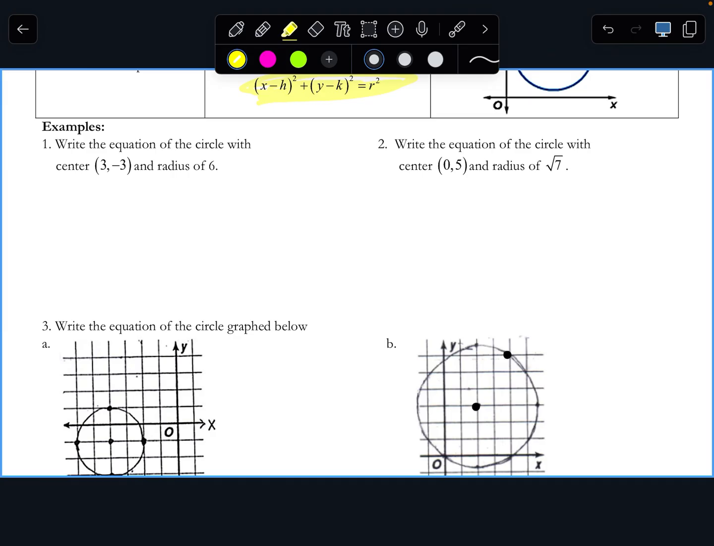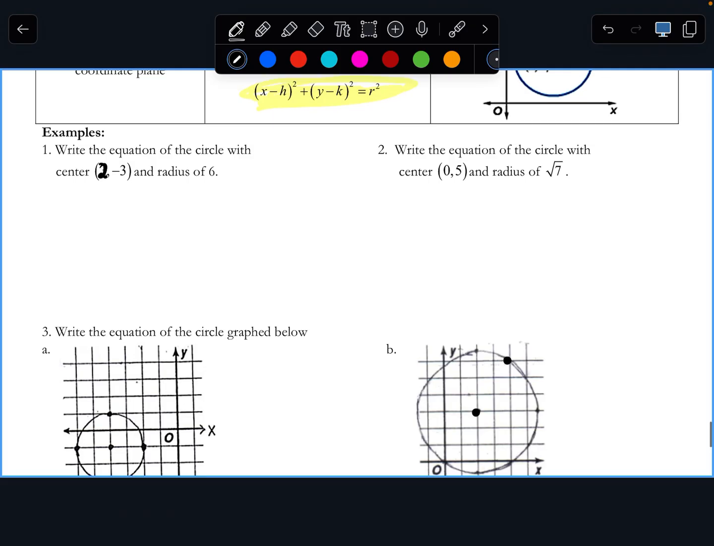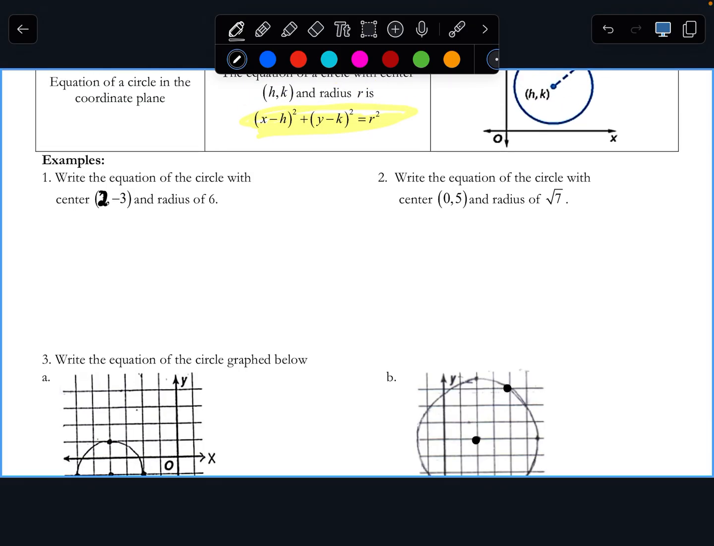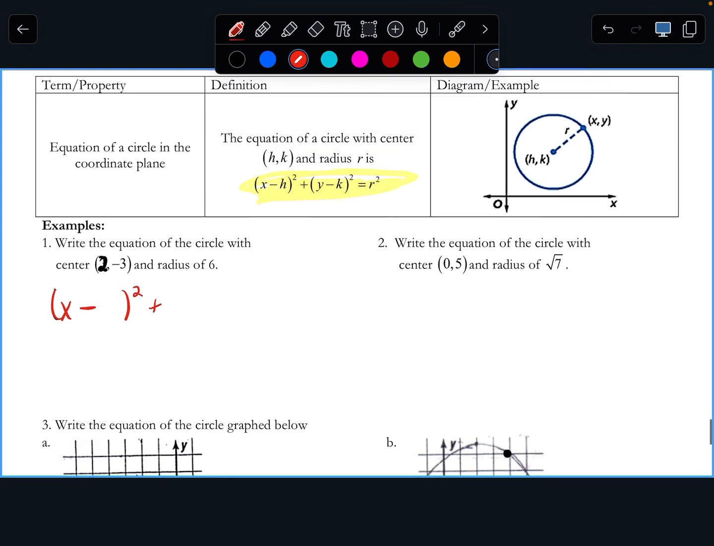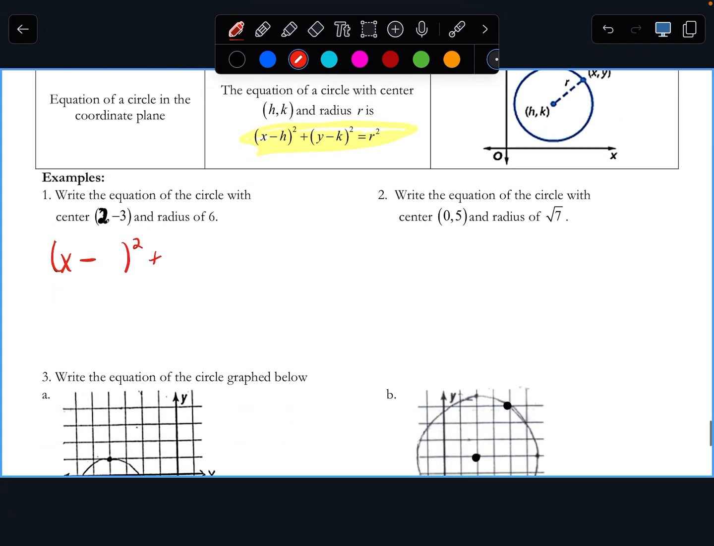So this first one, write an equation of a circle with center... Actually, I want you to change this to a 2 just so you can see the difference better. Change that to a 2 because then the numbers look too similar. So your generic formula is, remember, x minus whatever your h is, squared. Because remember, x is the variable.